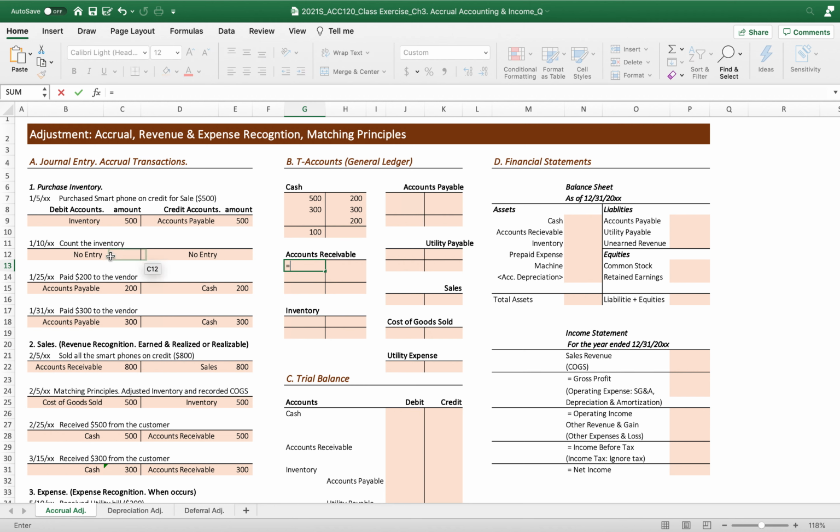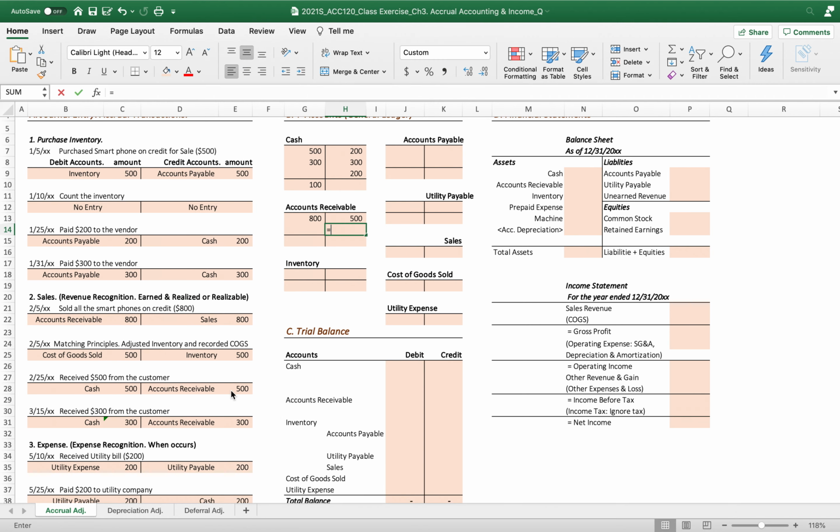Okay. Accounts receivable. Do you have accounts receivable on the debit? Yes, 800. And there's no other accounts receivable on the debit. How about on the credit side? Accounts receivable 500, accounts receivable 300. So 800 minus 500 minus 300 is 0. So there's no accounts receivable, no cash to receive, on the balance sheet.